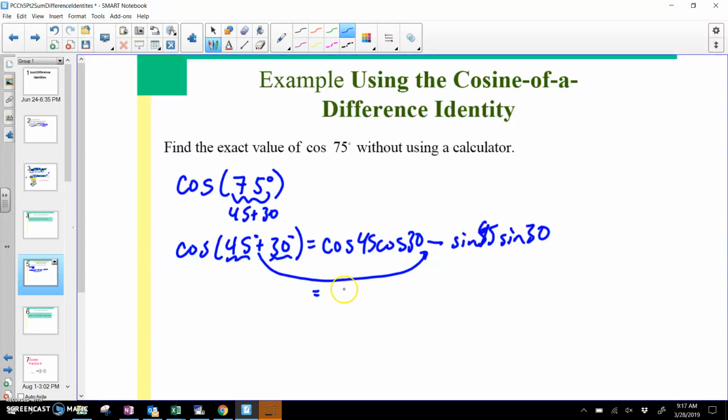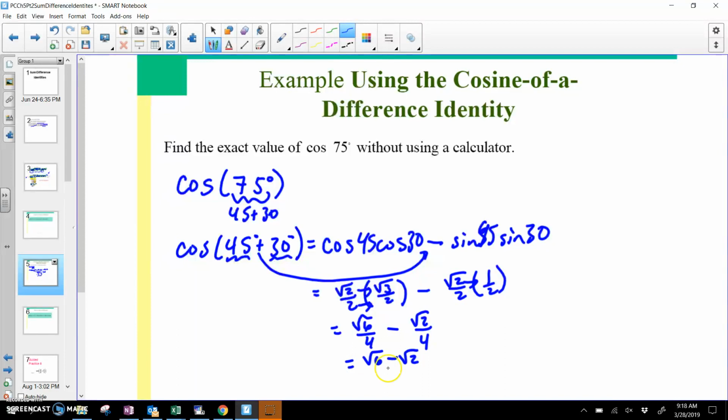So cosine of 45 degrees I know is root 2 over 2. Cosine of 30 degrees is root 3 over 2. Minus sine of 45 is also root 2 over 2. And sine of 30 is 1/2. I multiply my fractions straight across. I get root 6 over 4 minus root 2 over 4. And because they have a common denominator, I can simplify. I get root 6 minus root 2 all over 4. And yes, you do leave your answer like that. It's ugly, but we just leave it like that.